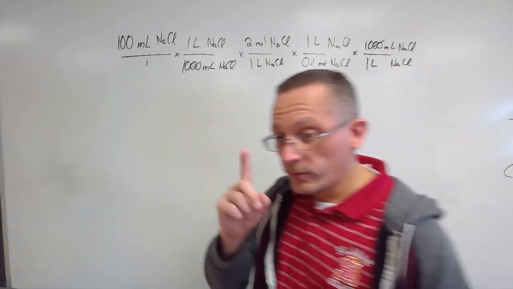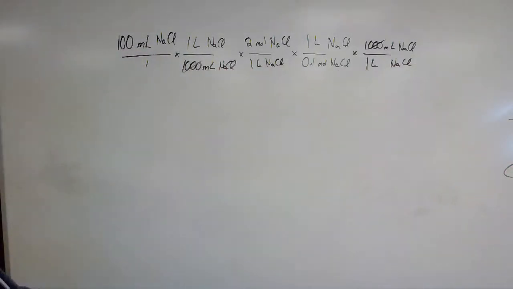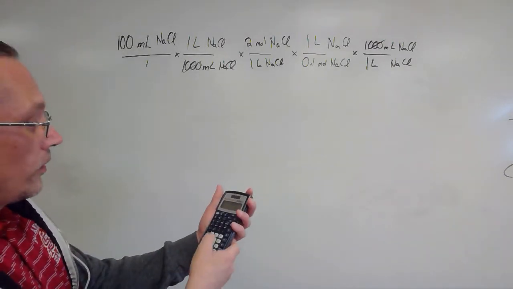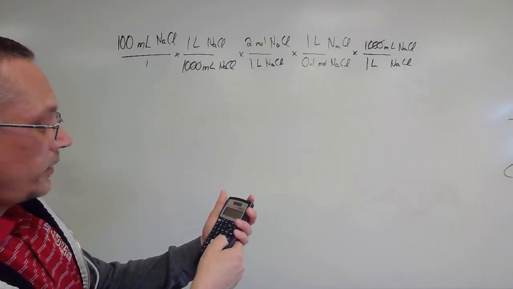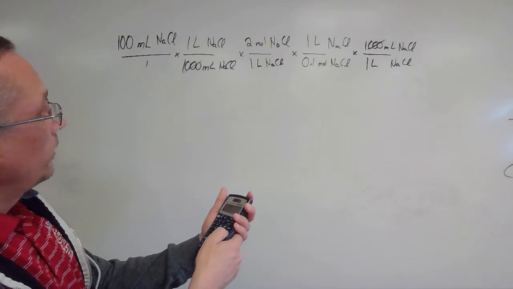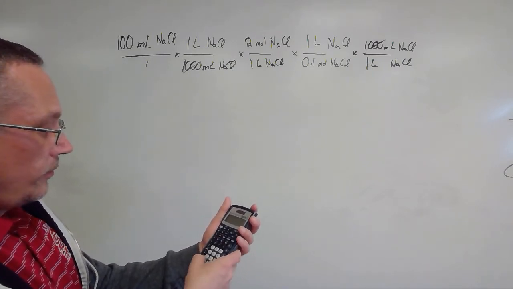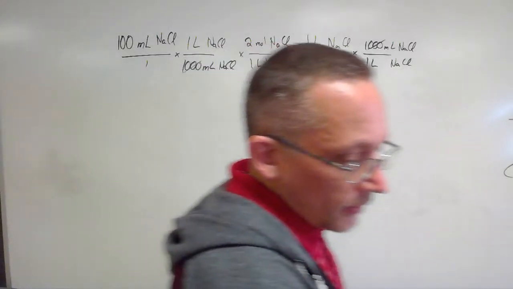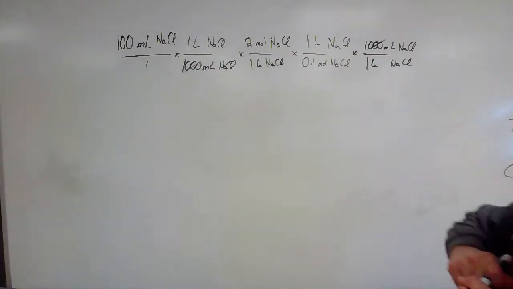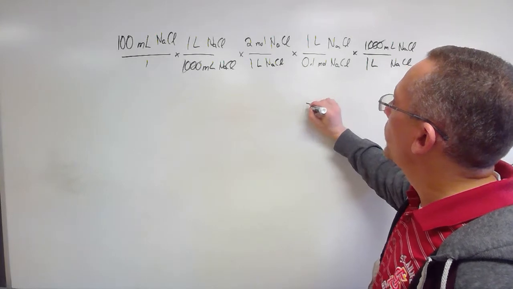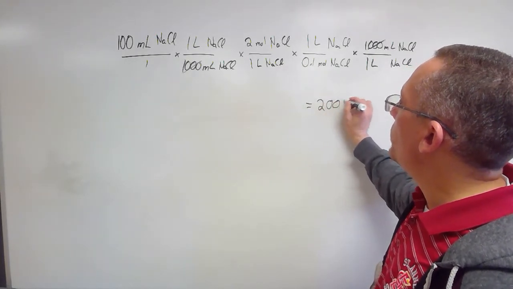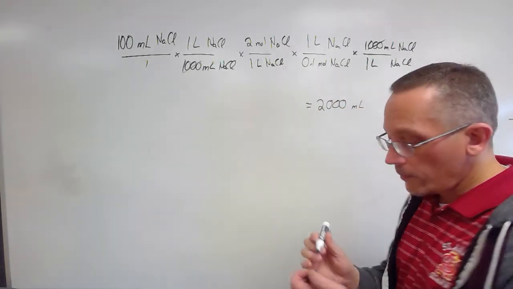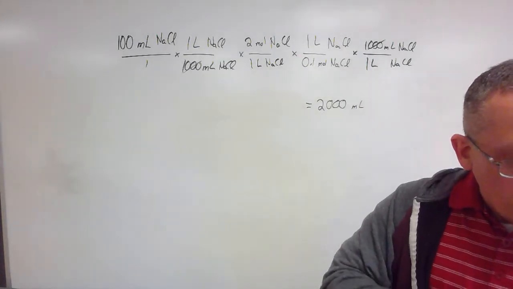And then we have to be mindful of something. So I have 100 times 2 divided by 0.1. And we get here 2,000 milliliters. Okay, now we have to be careful.